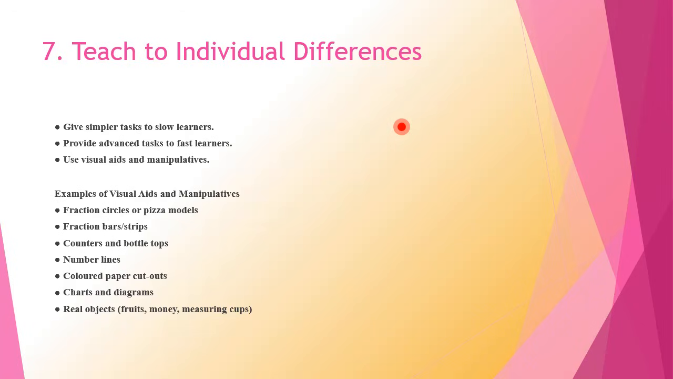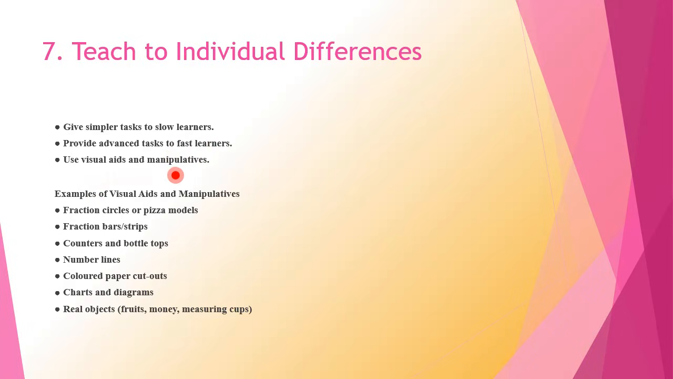Teach to individual differences. So here in your class, all students are not equal. There's a fast learner, and there's a slow learner. So you need, as a teacher, to cater for all these students in your class. You need to give simpler tasks to slow learners. Provide advanced tasks to fast learners.